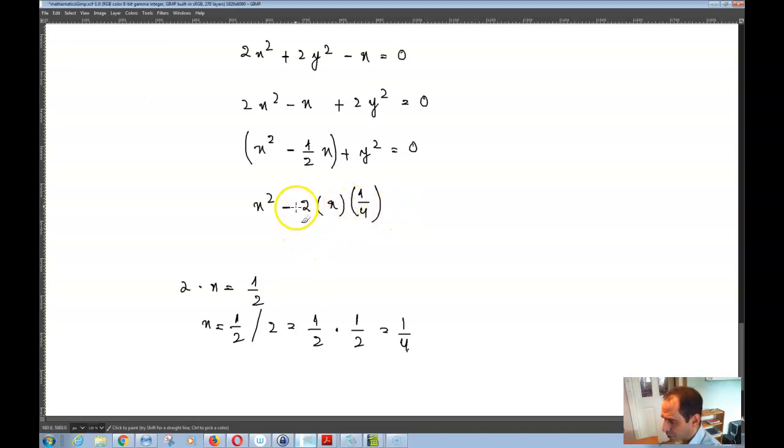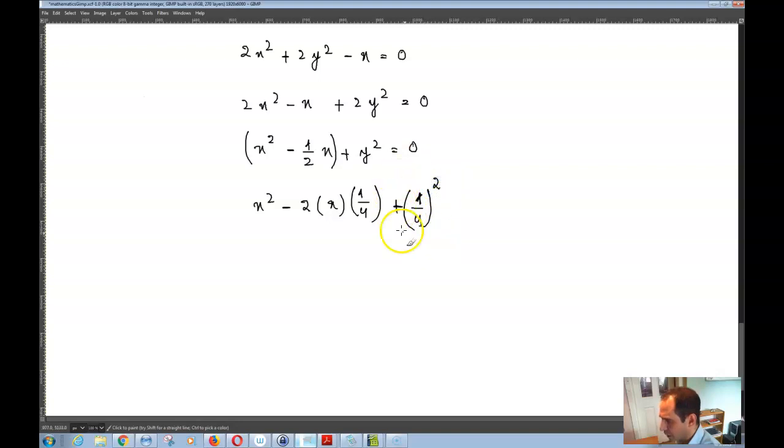So 2 times negative 2 times x times 1/4 is going to be equal to negative 1/2 x. And since I have my b over here is 1/2, I have to add it over here 1/4 whole squared. And since I've added this over here, I'm going to subtract it. So negative 1/4 whole squared. I'm going to subtract it in the end. So this is about the first part.